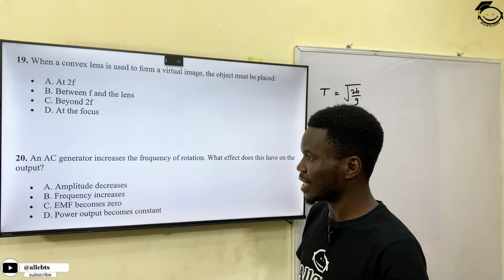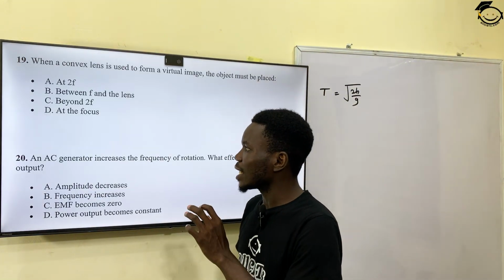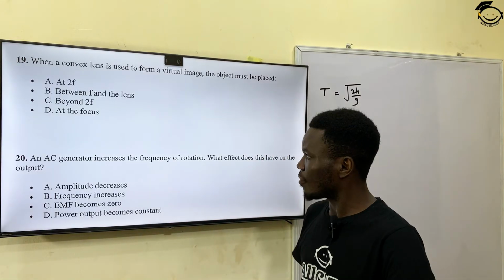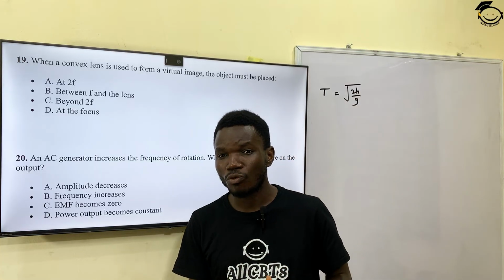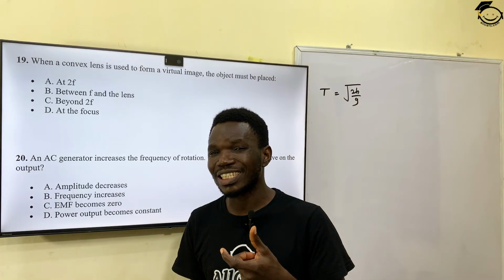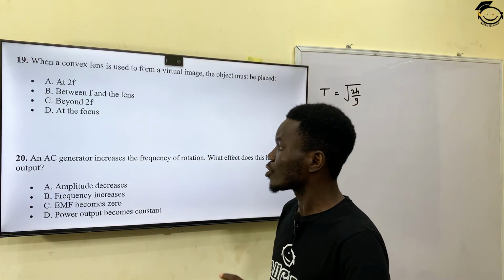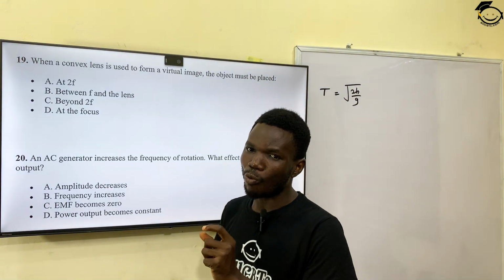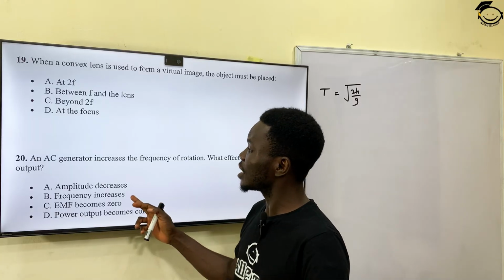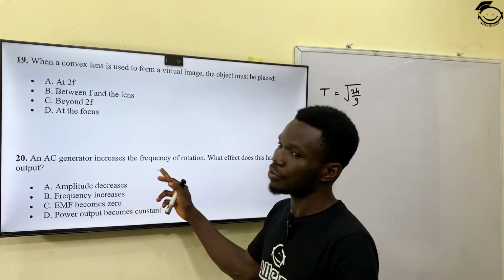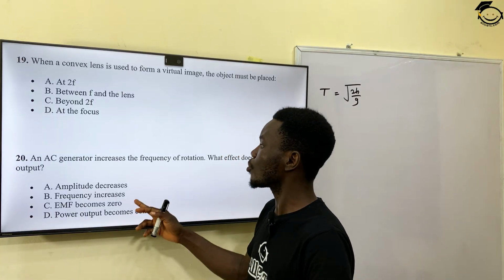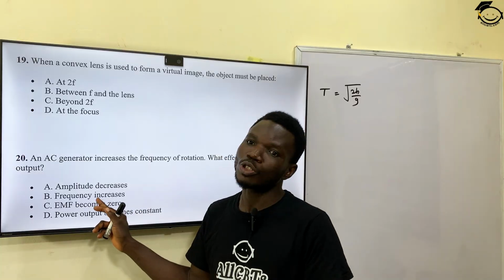Moving on to question number 20. Question number 20 says, an AC generator increases the frequency of rotation. What effect does this have on the output? When the frequency of rotation is increased, the frequency of production of your alternating current will also be what? Increased. So there will be an increase in frequency, the frequency of production of the alternating current. So if the rotation increases, automatically the frequency will also what? Increase, which is option B.